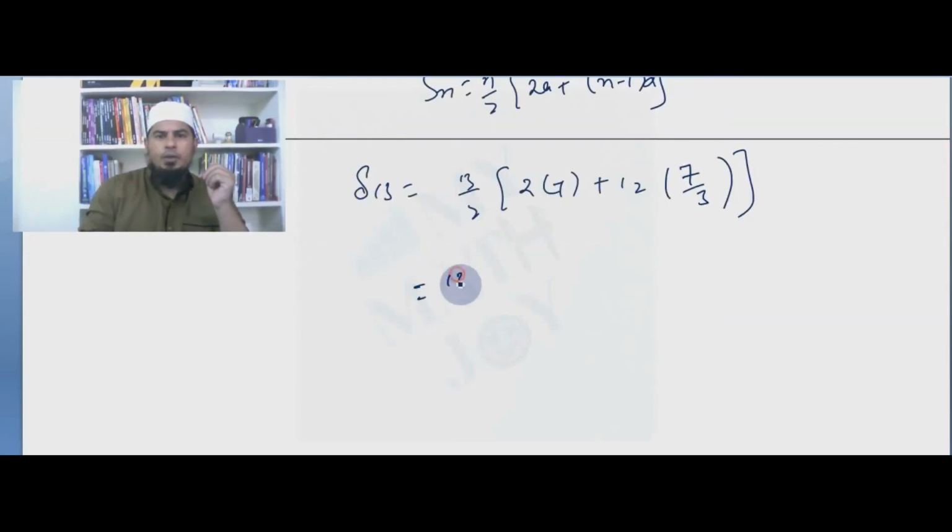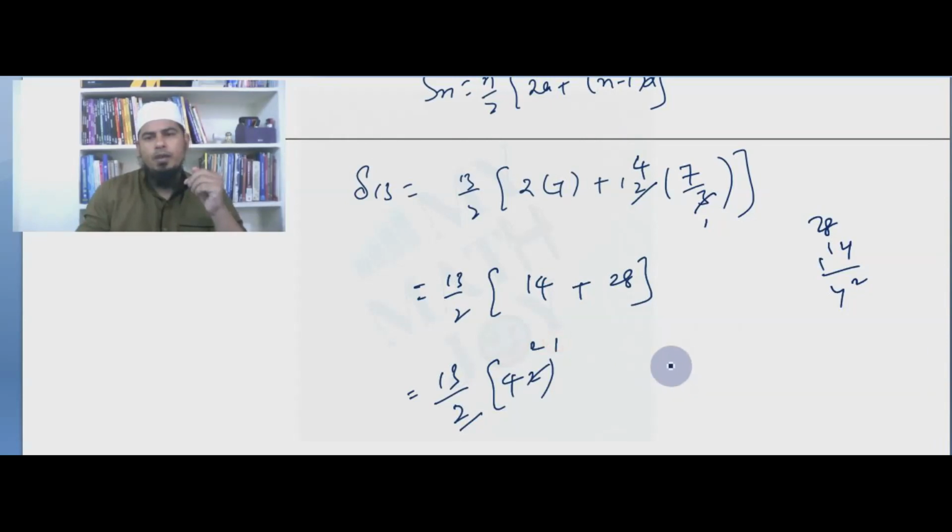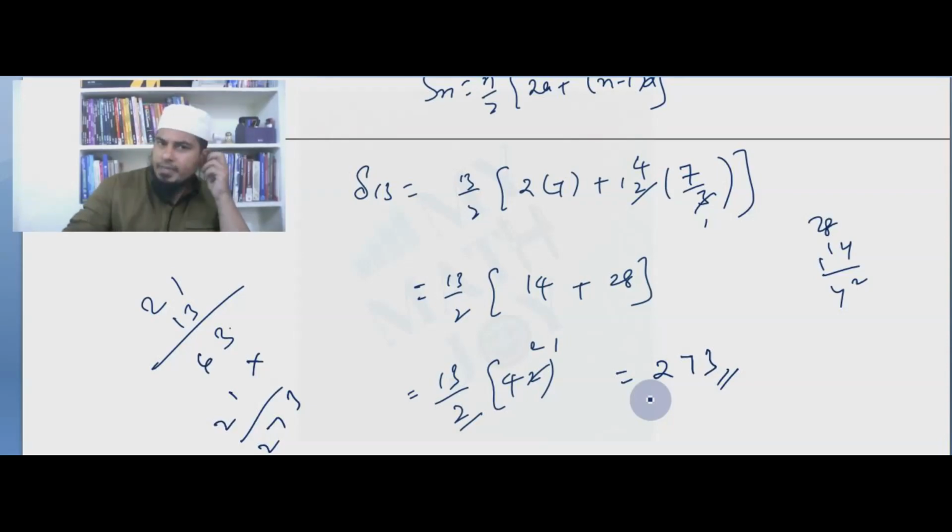So 13 over 2, 7 times 2 is 14 plus, cancel it like this, 7 times 4 is 28. 13 upon 2, 28 plus 14 is 42, cancel to get 21. 21 times 13, you'll get exactly the answer here, 273. In this way, you can complete this bit.